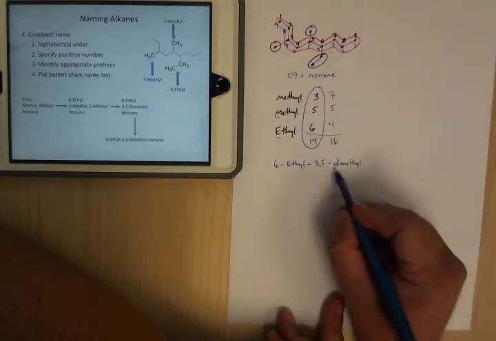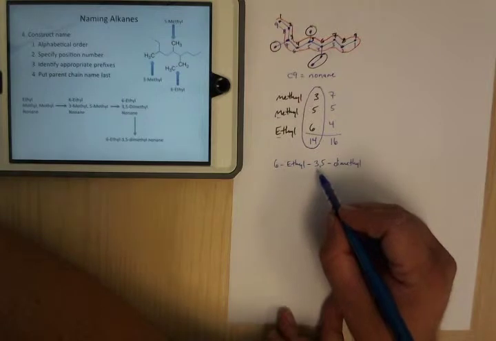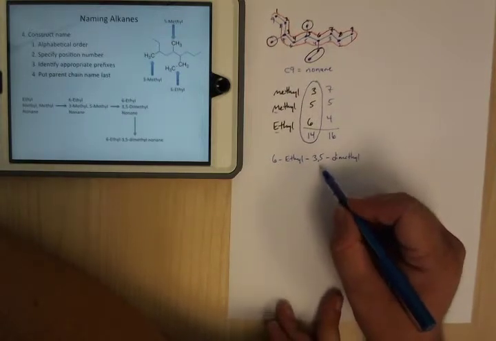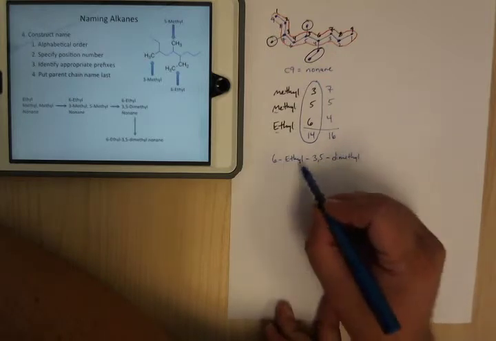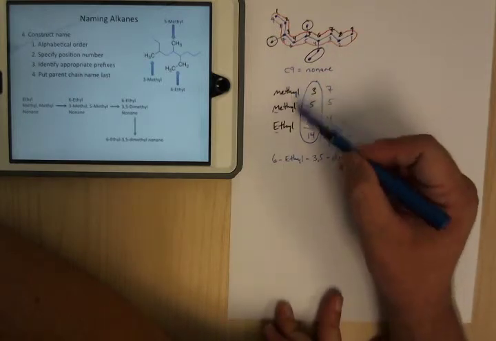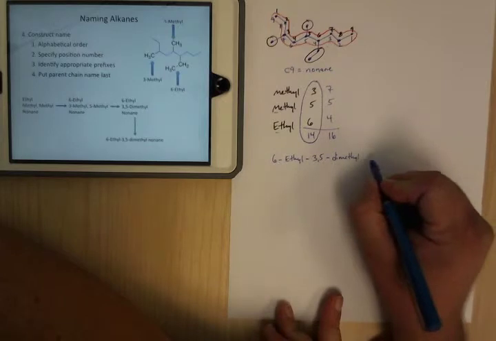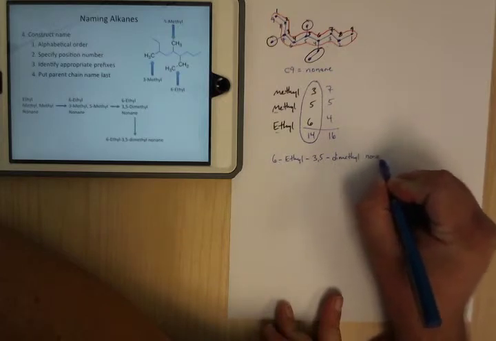All right, so if you have a di here, I need 2 numbers out here. Even if they're attached to the same carbon, I need 2 numbers. Don't make me assume stuff like that. So it's 6-ethyl, 3,5-dimethyl, right? So we have all of our side chains taken care of, and then we put the main chain name.